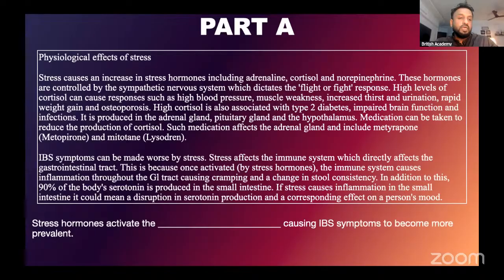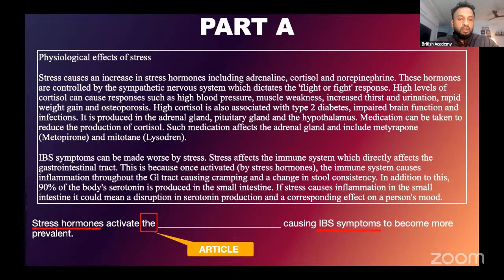The paragraph is the same. Stress hormones activate the dash. Okay, now the blank space is preceded by the article, so obviously my answer is going to be a noun, causing IBS symptoms to become more prevalent. Prevalent means more evident or common. So stress hormones do something over here. They activate something. You need to understand what is that one thing they activate, which causes these symptoms to be more prevalent. Now, the article is there over here.